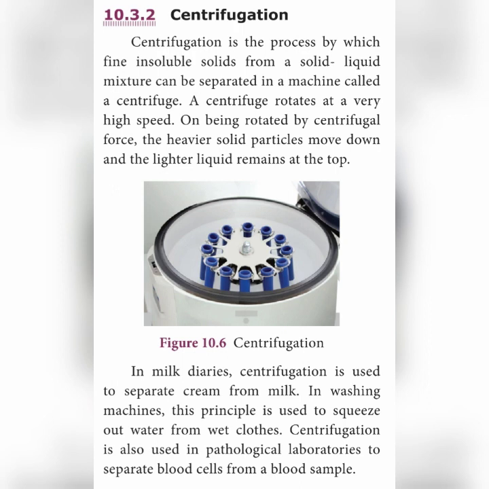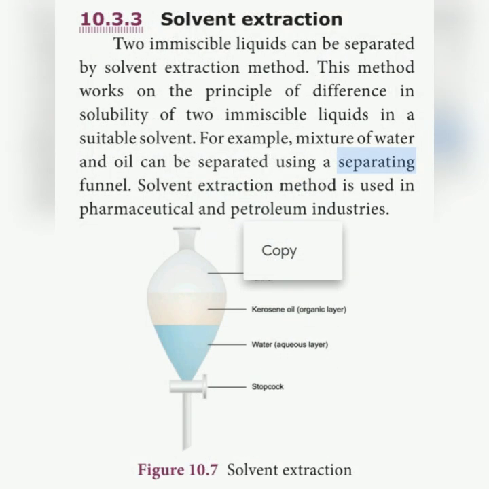Next we are going to see the solvent extraction process. In the solvent extraction process, two immiscible liquids can be separated. For example, if we take oil and water or kerosene and water, both are completely immiscible, that is, they do not mix with each other. So two immiscible liquids can be separated by the solvent extraction method.